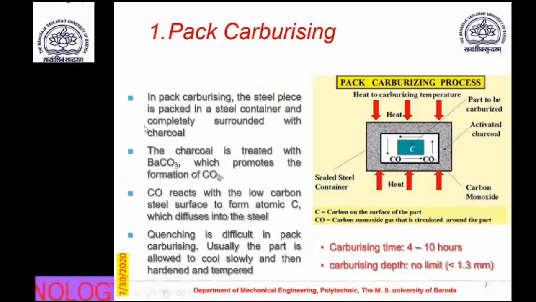So in packed carburizing, the steel piece is packed in a steel container and completely surrounded with charcoal. So charcoal is a very high carbon containing material. Charcoal is treated with barium carbonate, which promotes the formation of CO2. CO2 reacts with low carbon steel surface to form atomic carbon, which diffuses into the steel.